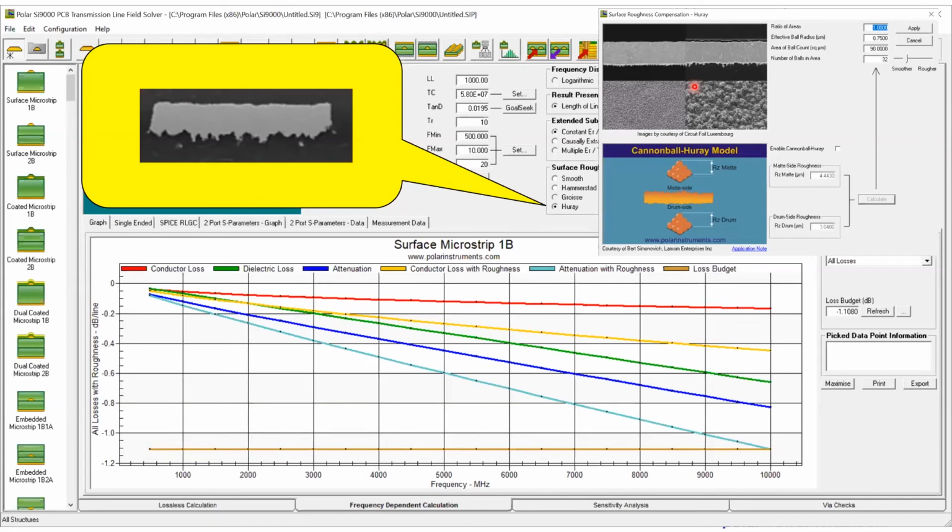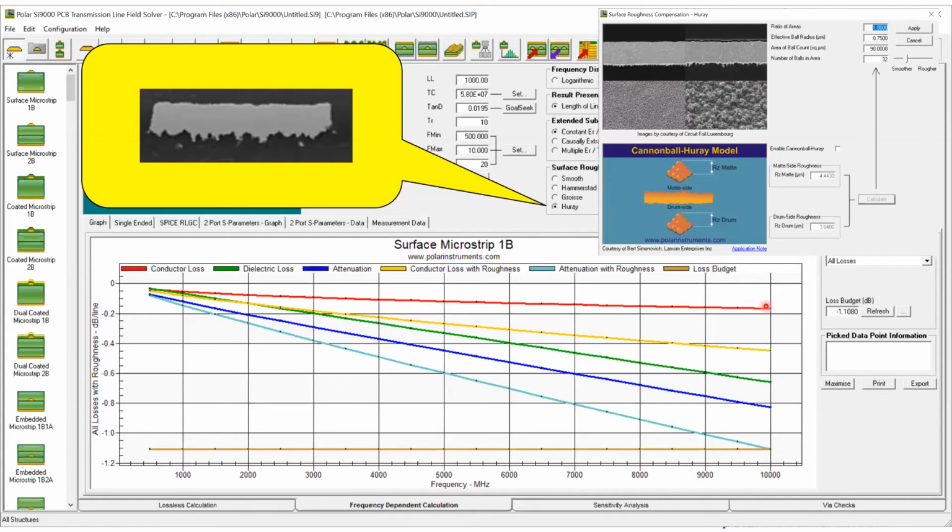So you can actually use another technique called Cannonball Huray, which was developed by a colleague of ours called Bert Simonovich of Lamsim Enterprises, and Cannonball Huray allows you to put the RZ mat and the RZ drum side and calculate the ball radius and give you a very good empirical estimate of the Huray parameters, and that allows you to model using the Huray method the insertion loss owing to surface roughness.